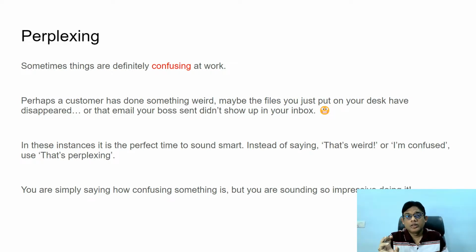Perplexing. So it means confusing. Instead of using the word confusing, which is more common, use this word. I was perplexed. It was very perplexing for me. It was extremely perplexing for me. Wonderful. Perplexing. Use this word. It will sound much better.